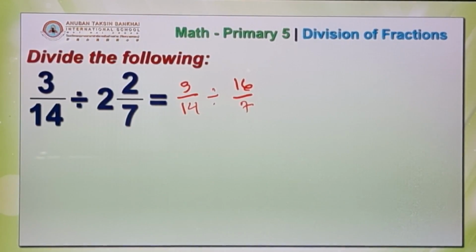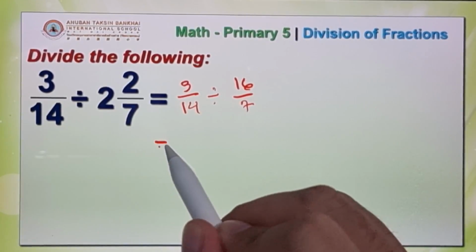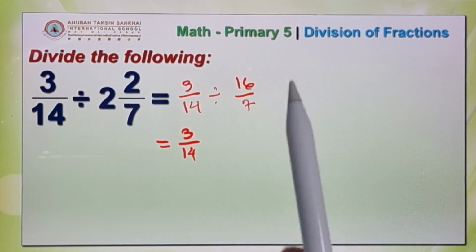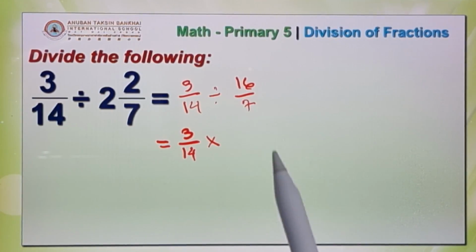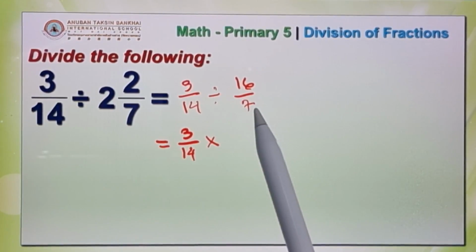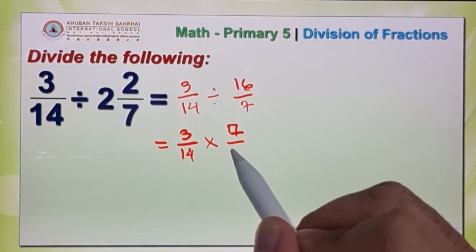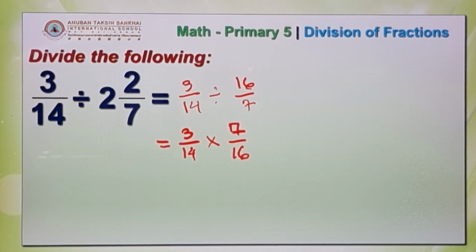Okay, now let's apply now our 3 steps. Copy, change, invert. So let's copy this. We have 3 over 14. Okay, next we are going to change division and use multiplication. The last step, invert. We are going to get the reciprocal of 16 over 7. That's very easy. Of course, we have 7 over 16. Okay, so now we have here multiplication.